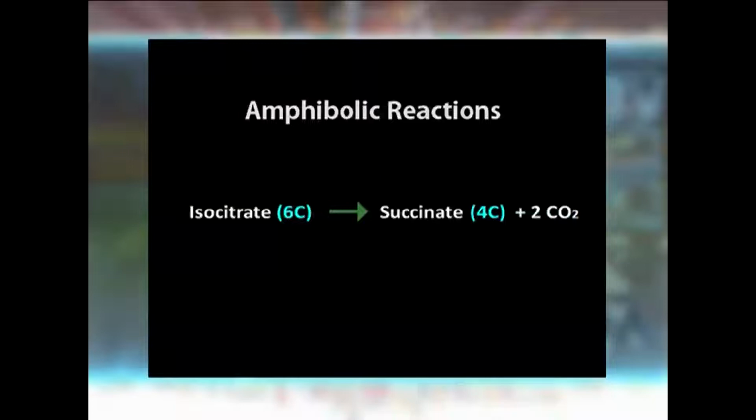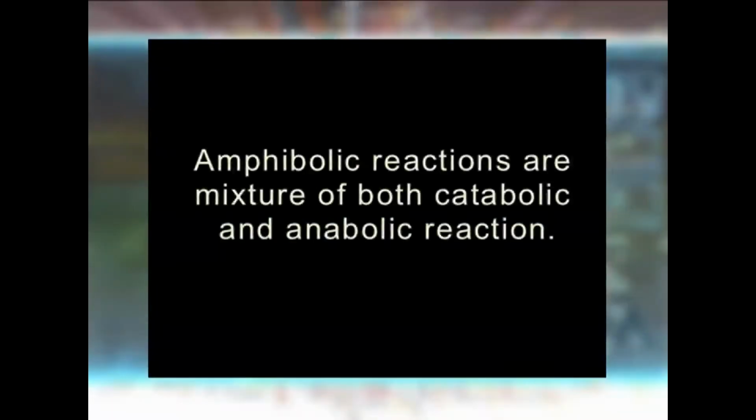In the next few steps of the TCA cycle, the citric acid gets rearranged to form isocitrate, which eventually breaks down into succinate, which is a 4-carbon compound, and 2 molecules of carbon dioxide are released. So, breaking down of isocitrate to succinate and carbon dioxide is considered as a catabolic reaction. So, the first few reactions of the citric acid cycle are both catabolic and anabolic, and that's why these reactions are called amphibolic reactions.